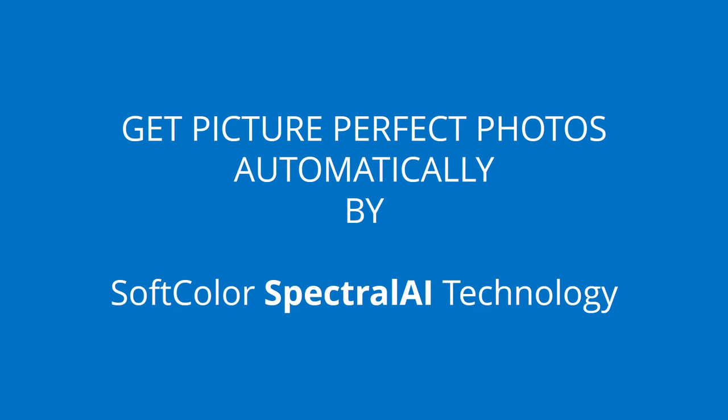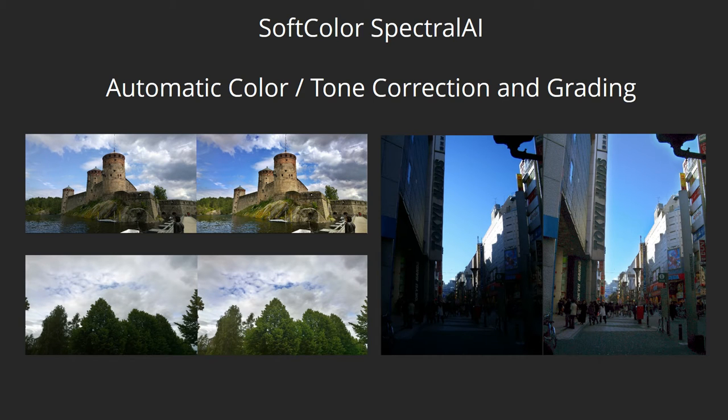So let's start with our secret sauce. What's the secret behind our automatic solution? It's our own SoftColor spectral artificial intelligence technology for color correction and color grading. With this technology you will get picture perfect photos automatically. And what does it mean? Here's an example. All our applications, Automata Pro, Automata Server, and Photo EQ, include this technology. Here you can see the original image and here is the corrected image.